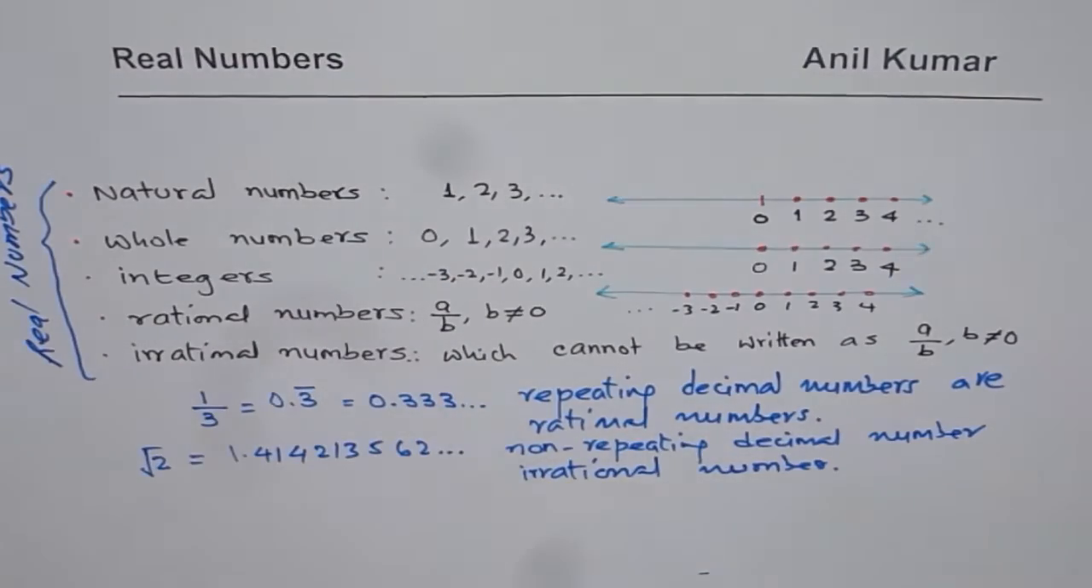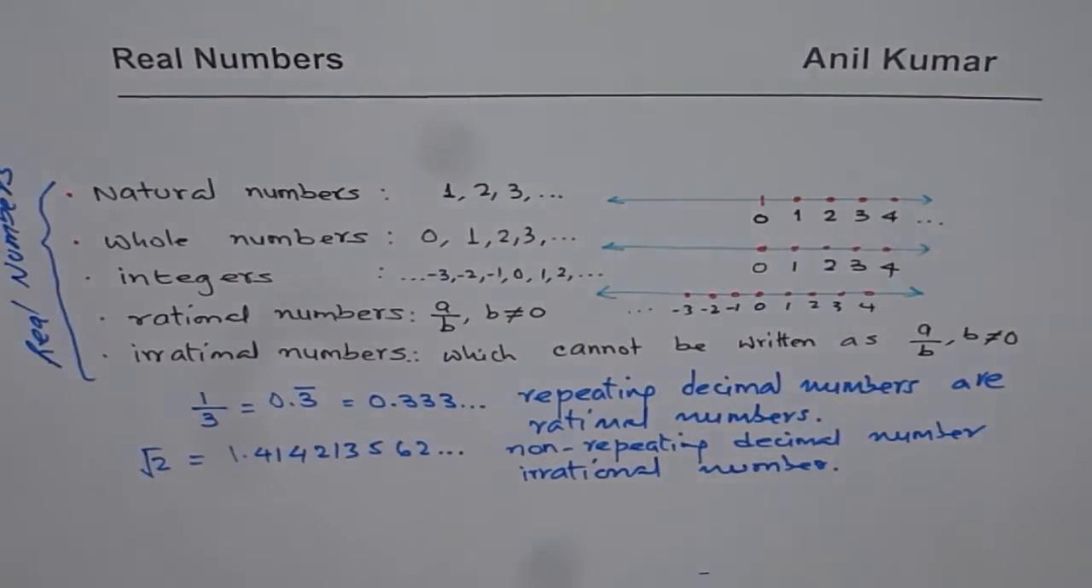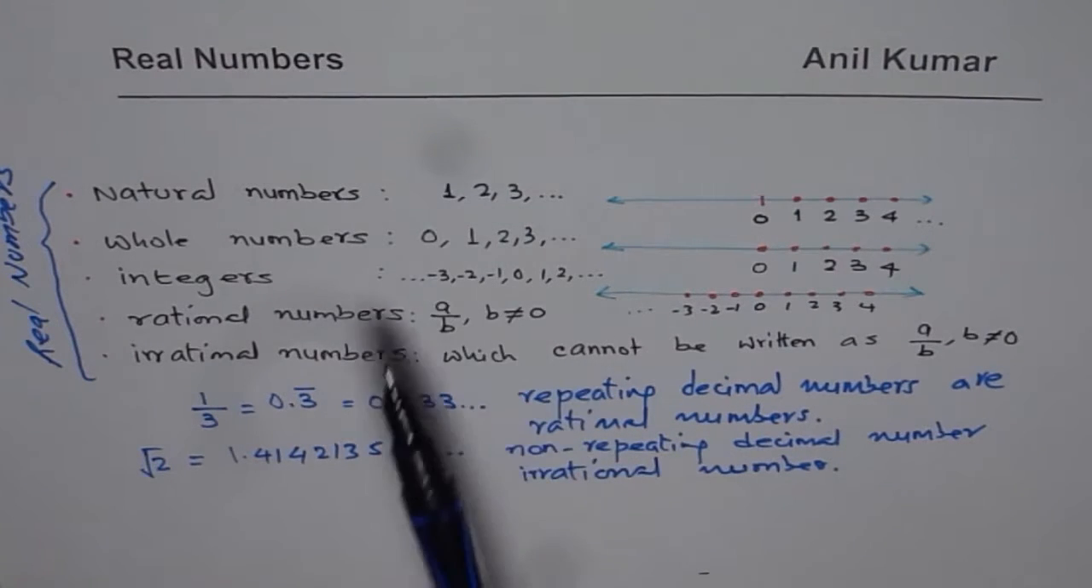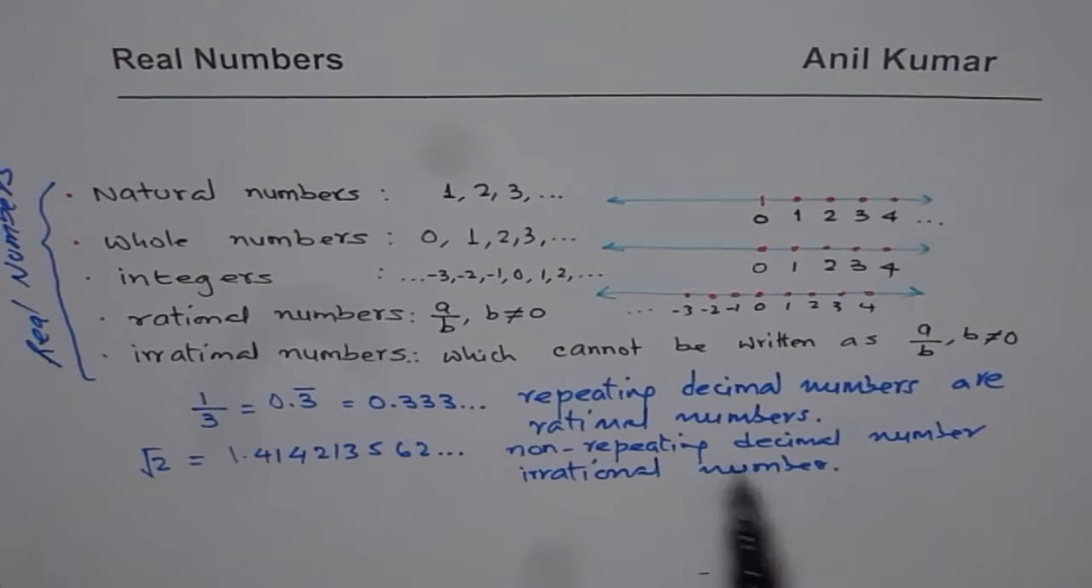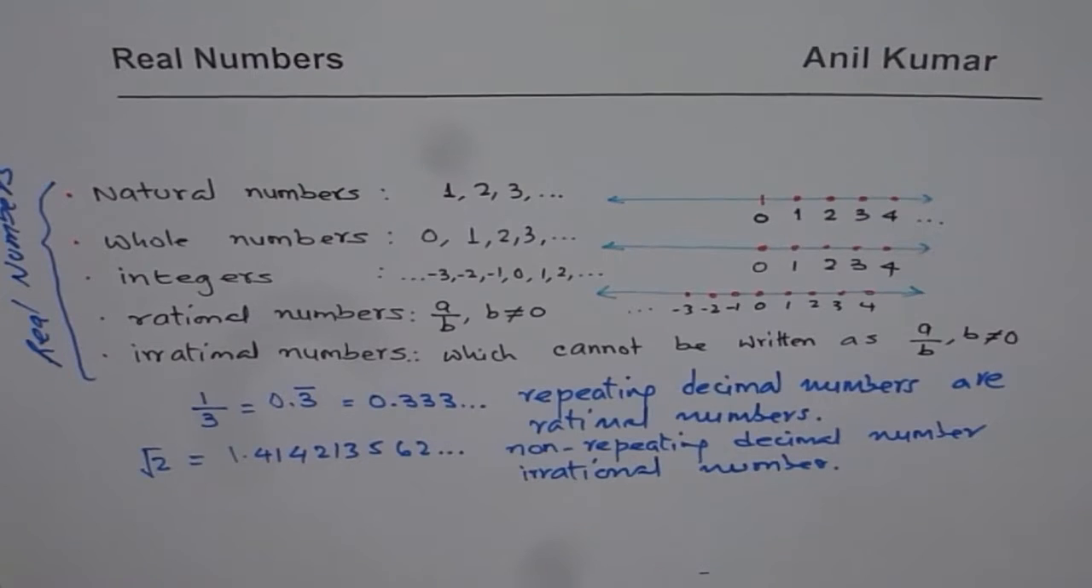I hope that is clear. So a set of real numbers could be positive numbers, include 0, could be negative, could be like a fraction, could be square root of these numbers. So square root of non-negative numbers are all real numbers, and all these numbers can be represented on a number line.